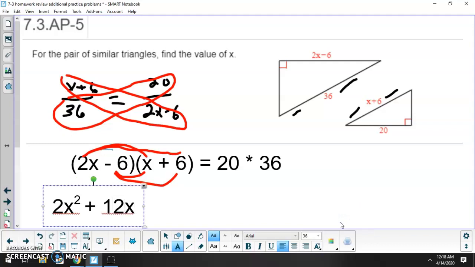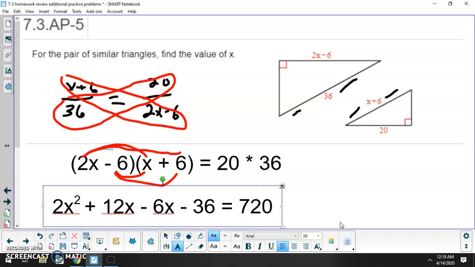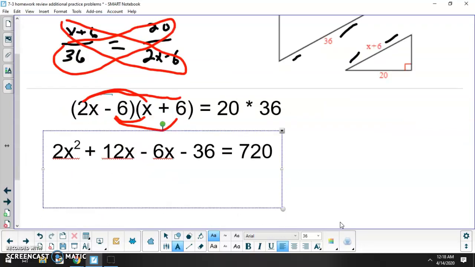Okay, we got 12x minus 6x minus 36, and 20 times 36 is 720. Okay, so we got to simplify this. Now, when you're solving an equation that has x squared and you have x terms as well, the general idea is you want to set it equal to 0 rather than trying to get x by itself here. So we're going to set this equal to 0.